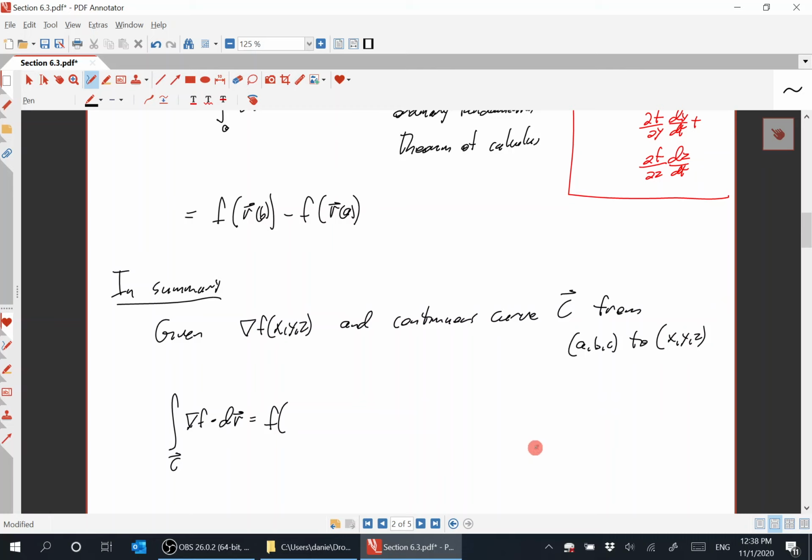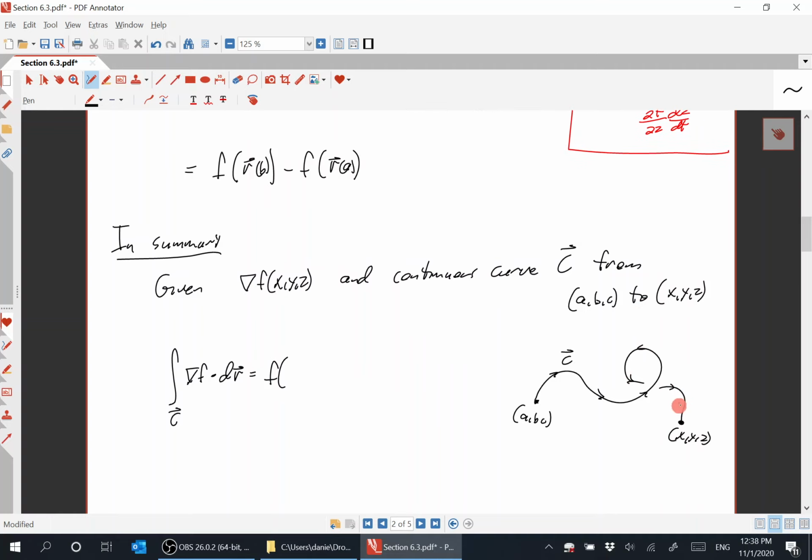so let me draw a picture here. Here is C, and this is the point a, b, c, and here's the point x, y, z. C is just any continuous curve from here to there. It could be that one, or it just could be the straight line. Doesn't matter which it is. This is just equal to f of x, y, z, the end point, minus f at the beginning point.